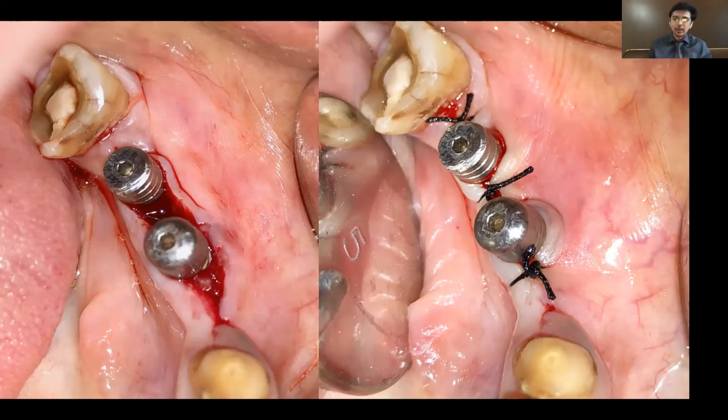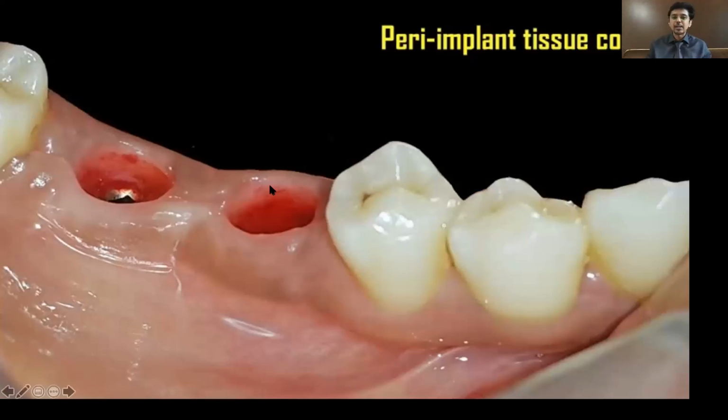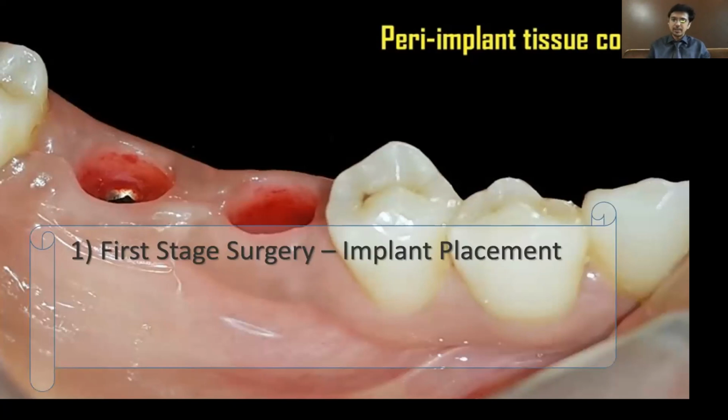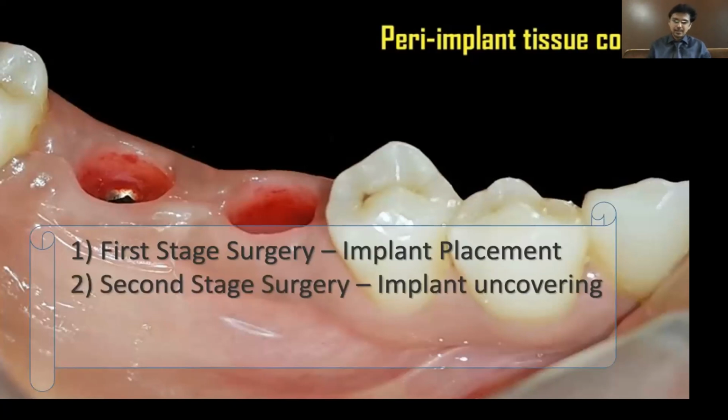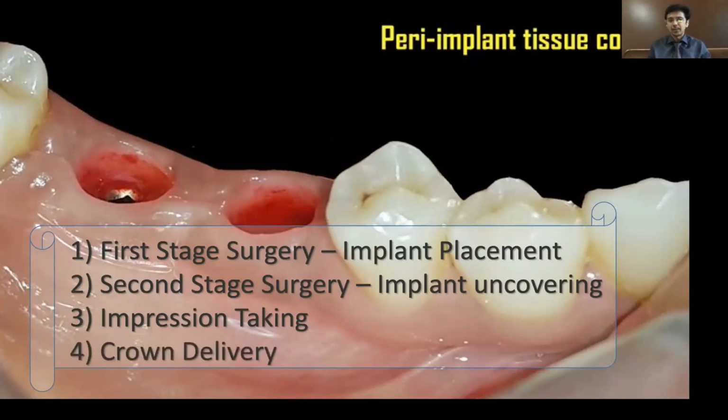Once we have done this thing, the next thing is we have a beautiful implant collar which is made at the end of 15 to 21 days. So basically, implant surgery involves 4 steps. We have first stage surgery, second stage surgery, third impression taking, and finally crown delivery. The first two are purely surgical steps. The next two are purely prosthetic steps. So let us just superficially go through the prosthetic part also, very superficially.